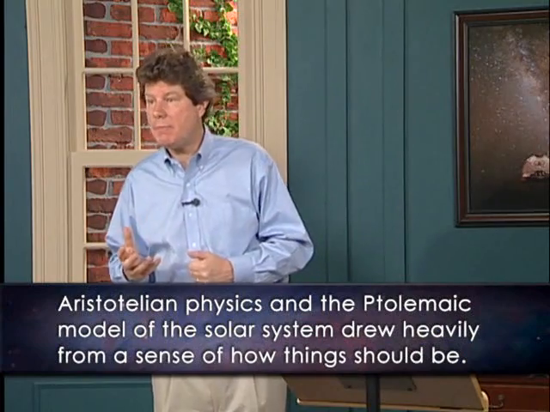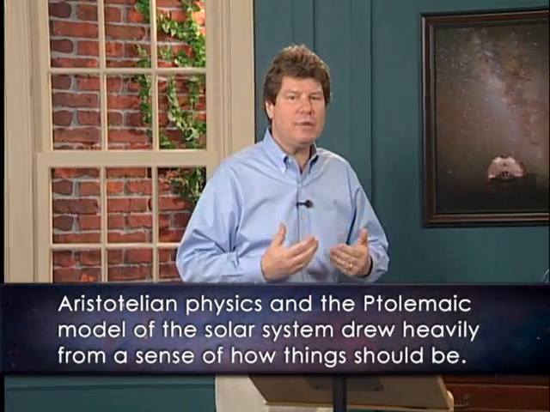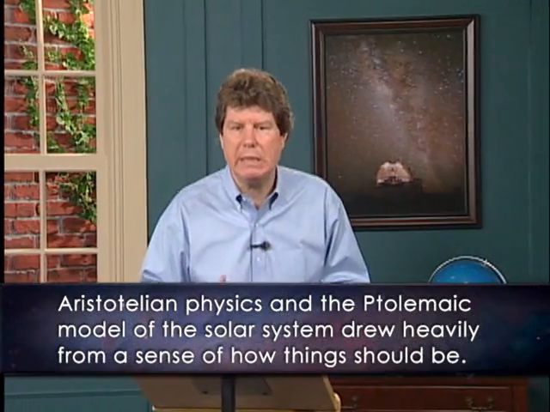But there are counterexamples. Aristotelian physics and the Ptolemaic model of the solar system drew heavily from a sense of how things should be. For example, the primacy of the circle as a model for all celestial motion. And much of this just turned out to be plain wrong. So too with the perfect cosmological principle. Hoyle felt the universe would be more perfect if it remained forever unchanging. But the universe does change. And the Big Bang really seems to have happened, despite at least Hoyle's preference for it to be otherwise.